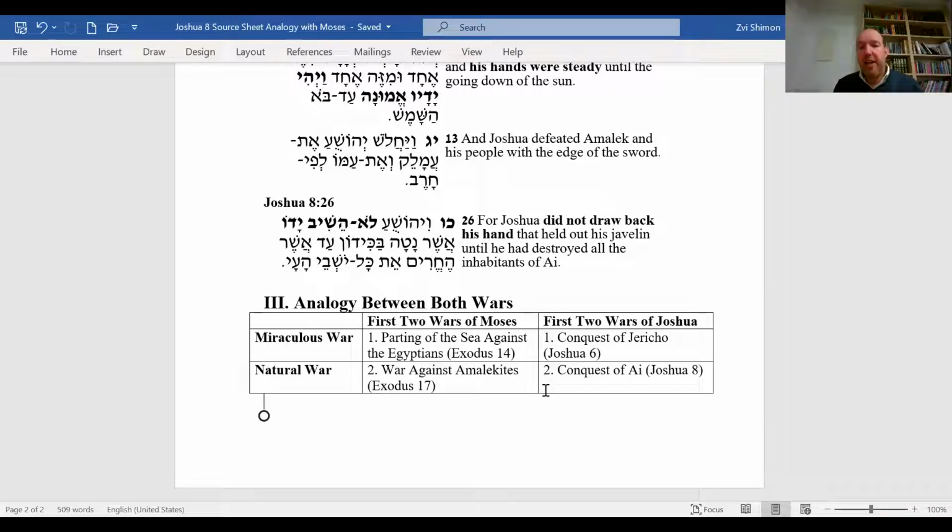sandals. And then we have the movement towards the two wars and the parallels between these two wars, a miraculous war and then a natural war with the similarities that we pointed out. So it's clear that Joshua here is being portrayed as somebody who's really filling in the shoes of Moses with a parallel development in the narrative. But of course, Joshua still has quite a few battles ahead of him, and with those, we will continue in the following lectures.